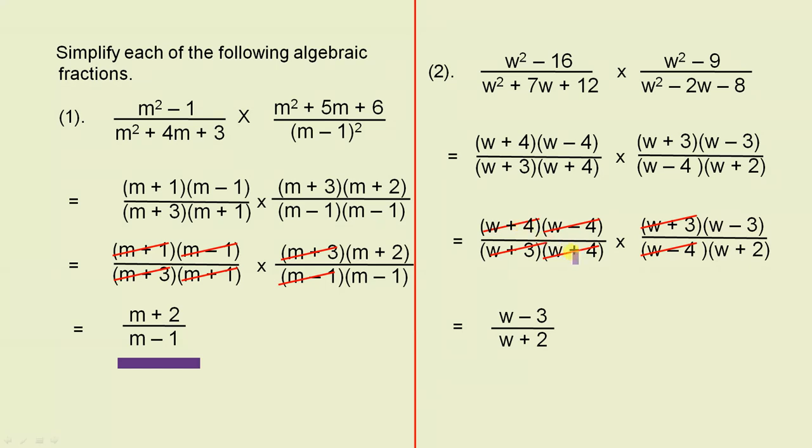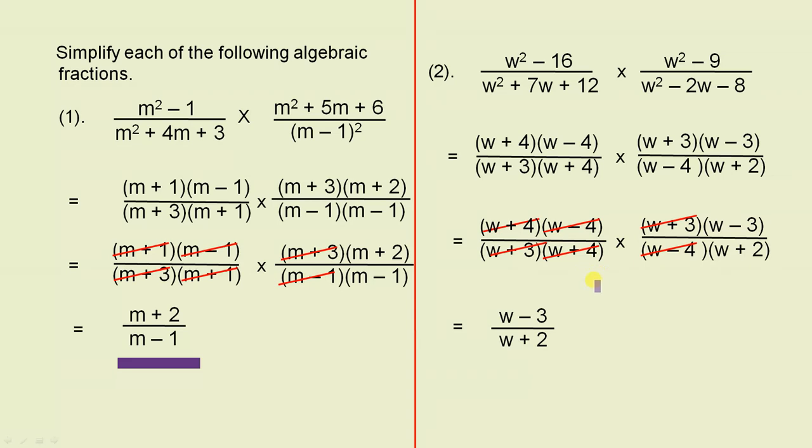W plus 4 cancels with W plus 4. W plus 3 cancels with W plus 3. And W minus 4 cancels with W minus 4. And that leaves us with W minus 3 over W plus 3.